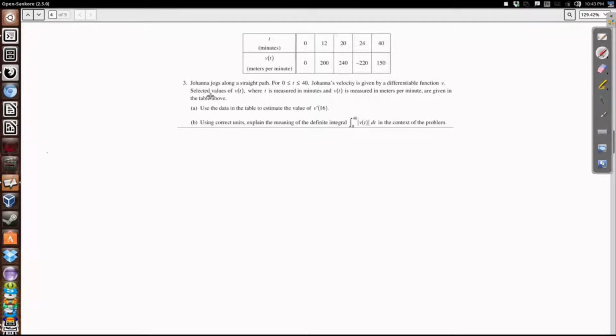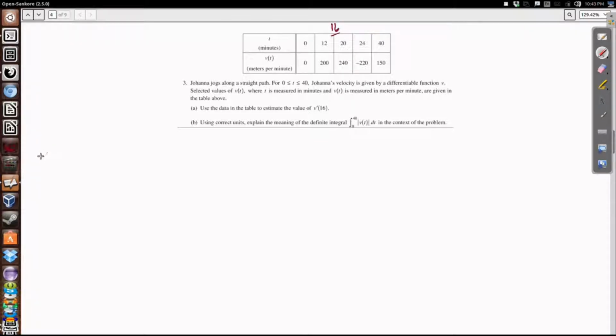So Joanna jogs along a straight path. For 0 less than t less than 40, Joanna's velocity is given by a differentiable function v given by this table. And part A says use the data in the table to estimate the value of v prime of 16. And you'll notice that there is no 16 on our table. But it does lie smack between 12 and 20.